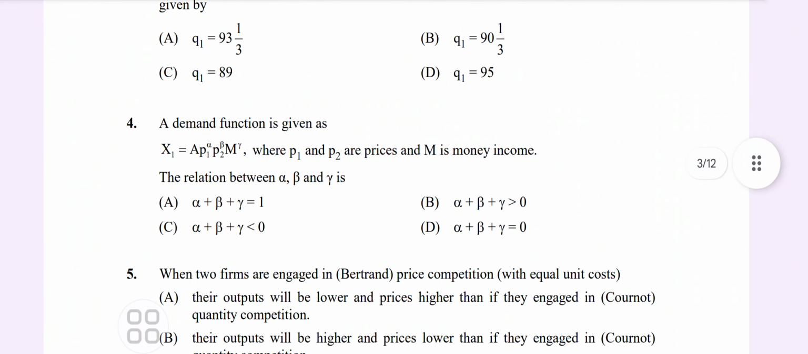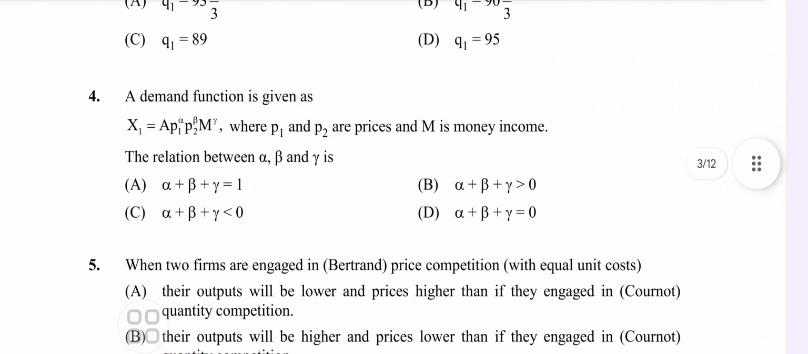Now next question. Demand function is given as x1 equals a, where p1 and p2 are prices and m is the money income. So what is the relation between alpha, beta and gamma? So the given demand function is this, where p1 and p2 are the prices and m is the money income. Now this is a demand function that follows the Cobb-Douglas form, which is a widely used functional form in economics, and the relationship between alpha, beta, gamma can be determined by considering the properties of the Cobb-Douglas demand function.